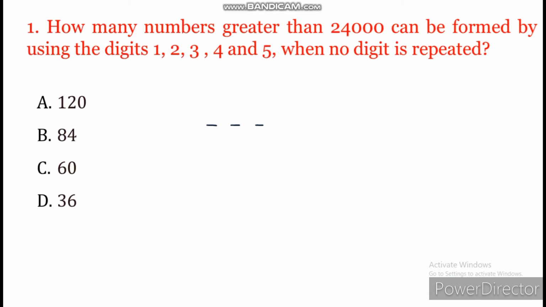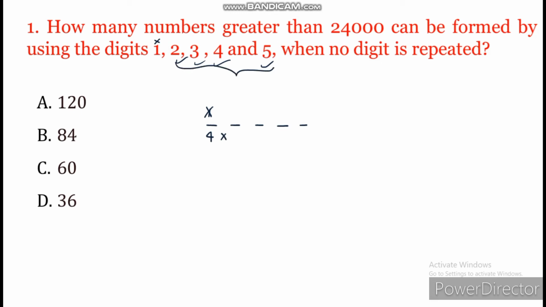See, let's take the 5 places here. Now here the first place can be filled in how many ways? Let's check. You cannot substitute 1 here. Why? If you substitute 1 here, it becomes less than 24,000, right? So you cannot substitute 1, but you can substitute 2, 3, 4, 5.